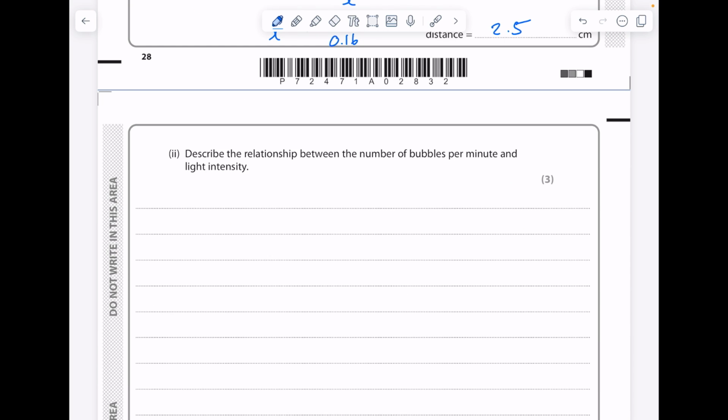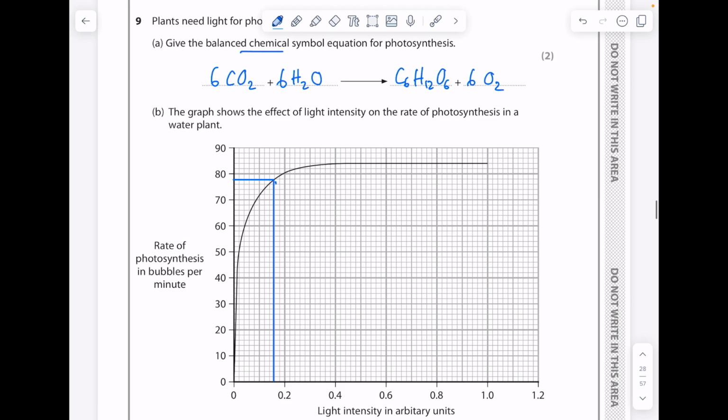Describe the relationship between the number of bubbles per minute and the light intensity. So as you can see here, as light intensity increases, we can see the number of bubbles released increases. And this is a very steep relationship initially, and then the number of bubbles levels off.